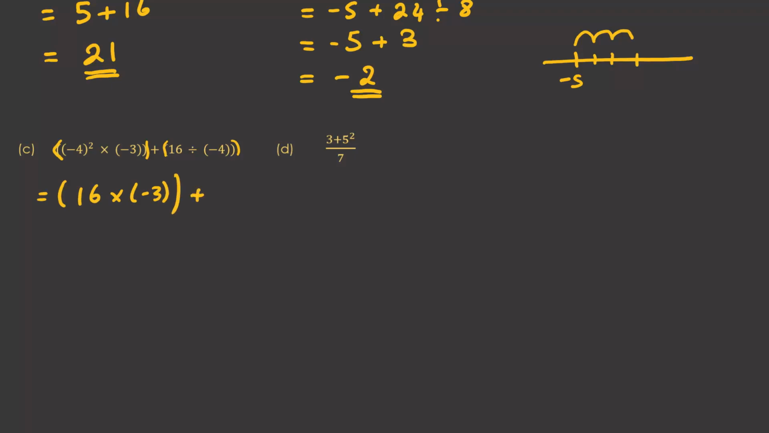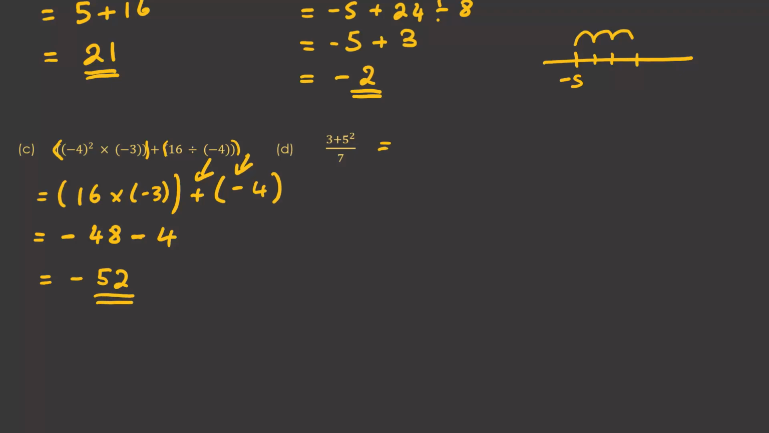And the other bracket, 16 divided by -4. So positive divided by a negative is negative. 16 divided by 4 is 4. So with this first bracket, I've got 16 times -3. Positive times a negative is a negative. 16 times 3 is 48. And here I've got adjacent signs, but they're different. So that's going to be negative. -48, take away 4, -52.